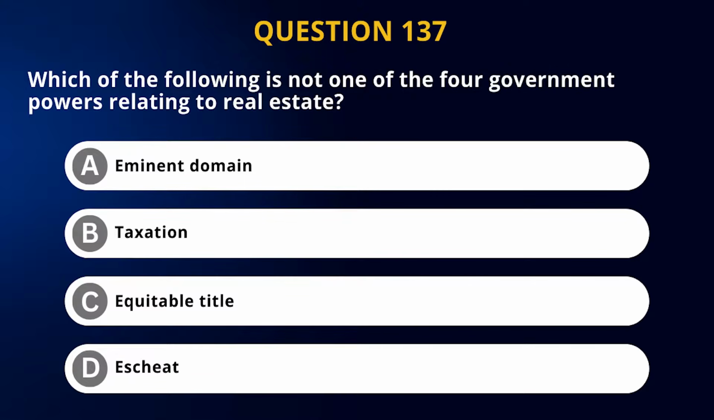Question number 137. Which of the following is not one of the four government powers relating to real estate? Letter A, eminent domain. Letter B, taxation. Letter C, equitable title. Letter D, escheat. Question number 137. Which of the following is not one of the four government powers relating to real estate?